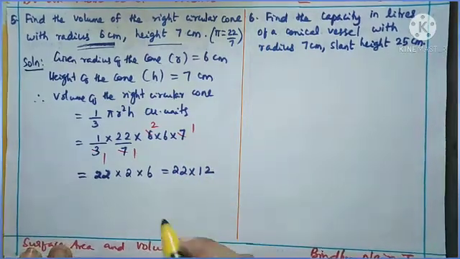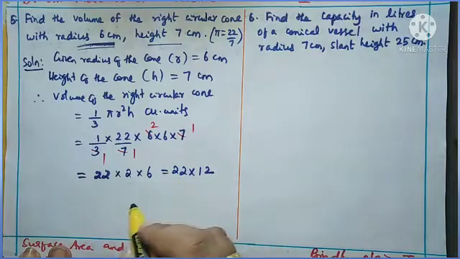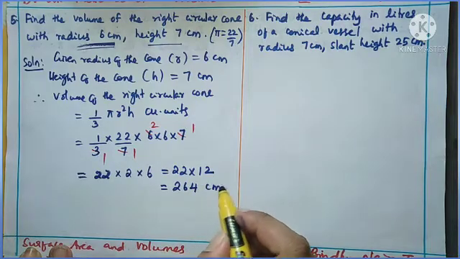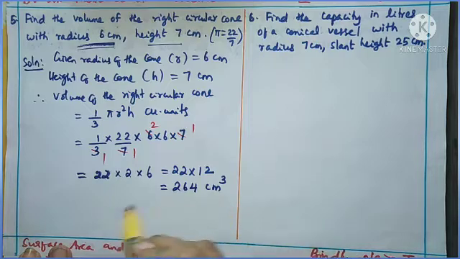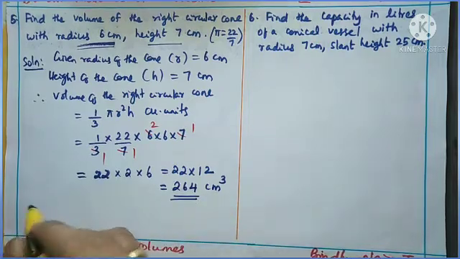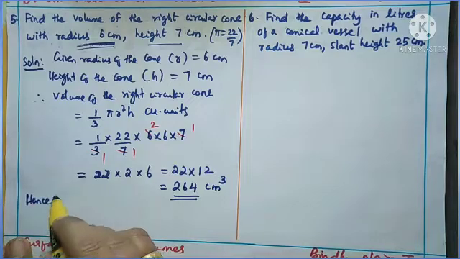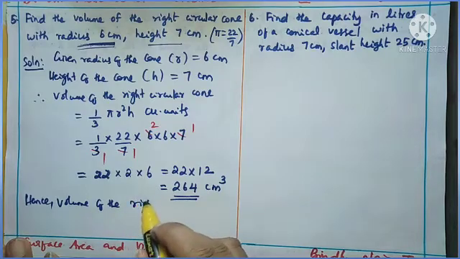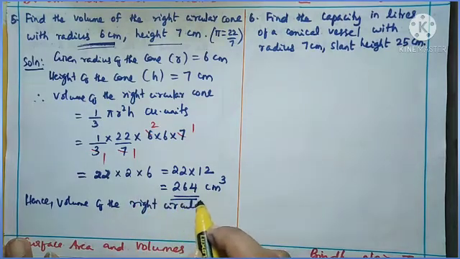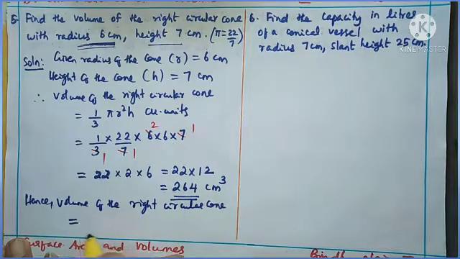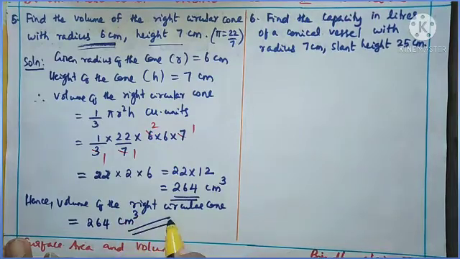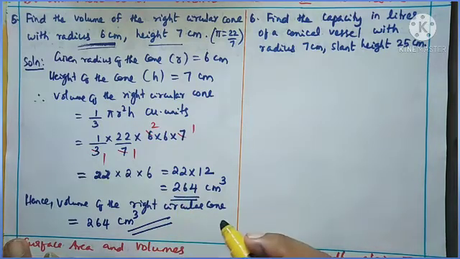So what is 22 into 12? All of you find out. You will get 264 centimeter cube. Okay, so thus you got the volume of the cone. Hence you want to write volume of the right circular cone is got as 264 centimeter cube. You want to write, put the unit correctly, centimeter cube. So that is the required answer.